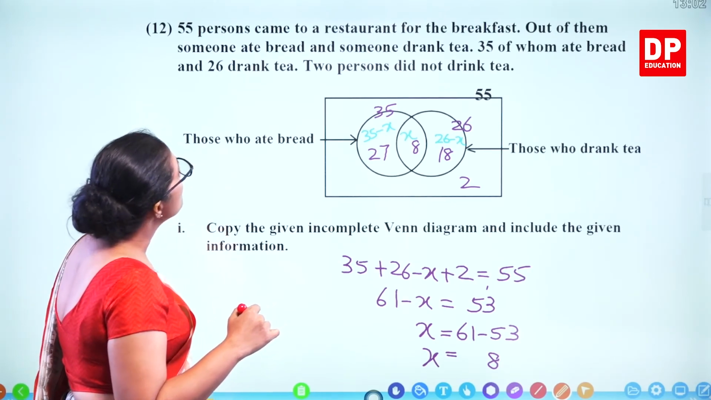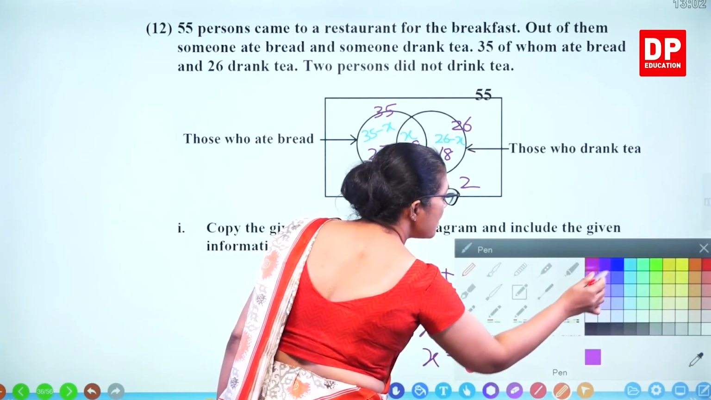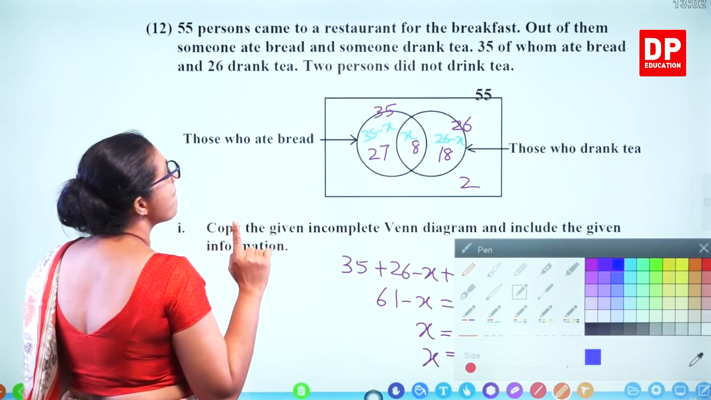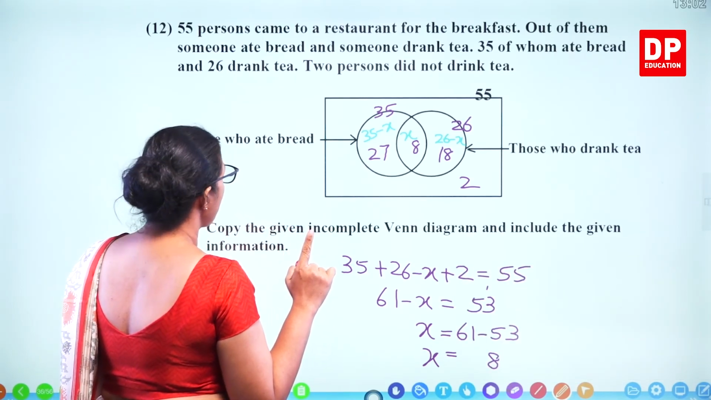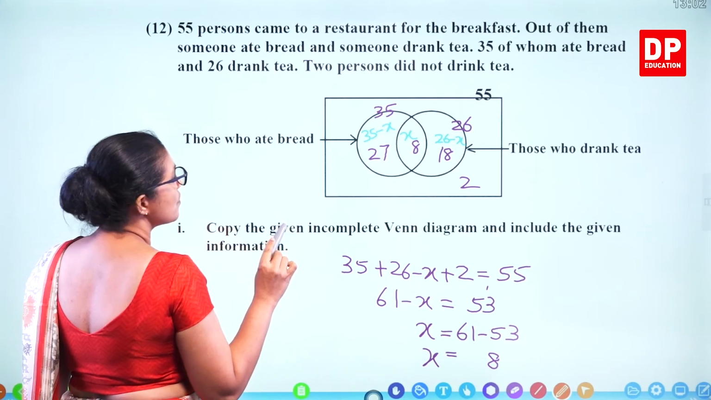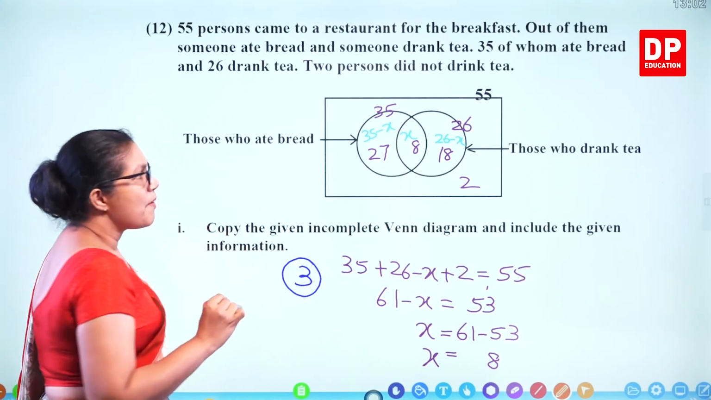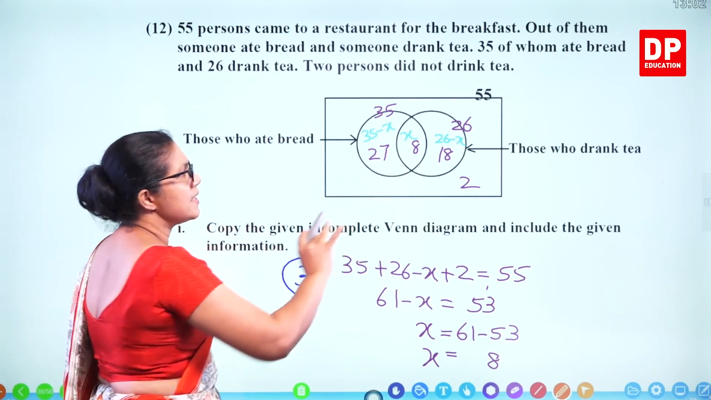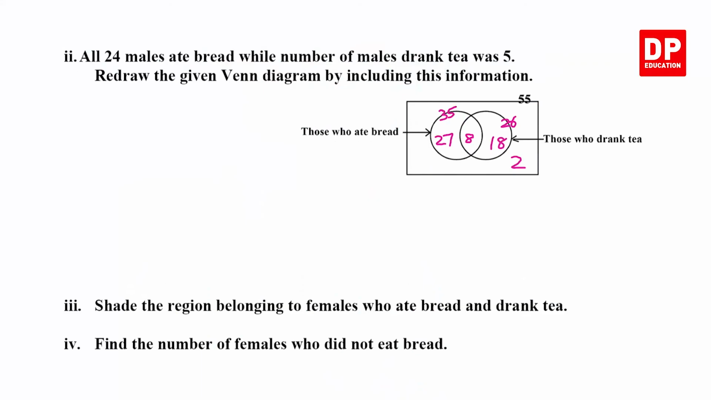So how many marks can we give for this one? Completing the diagram, we can give 3 marks. 3 marks for completing the diagram. Now we'll look at the next part.